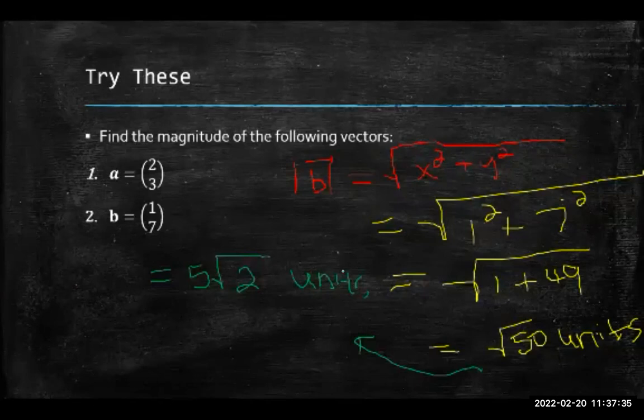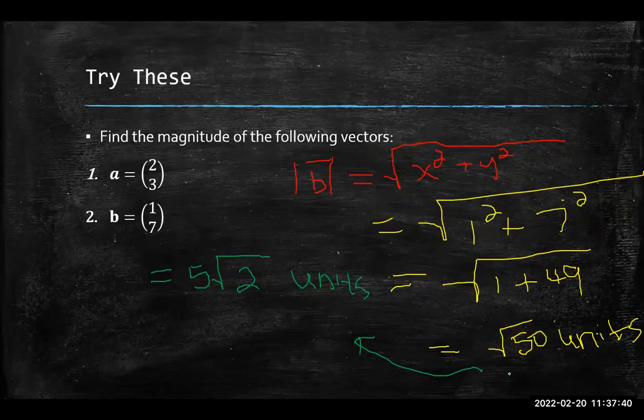I don't think I've ever seen a question where they ask you to simplify as far as possible. So if they don't ask you that, this is acceptable. Root 50, move on with life. Doing that fancy method, no.